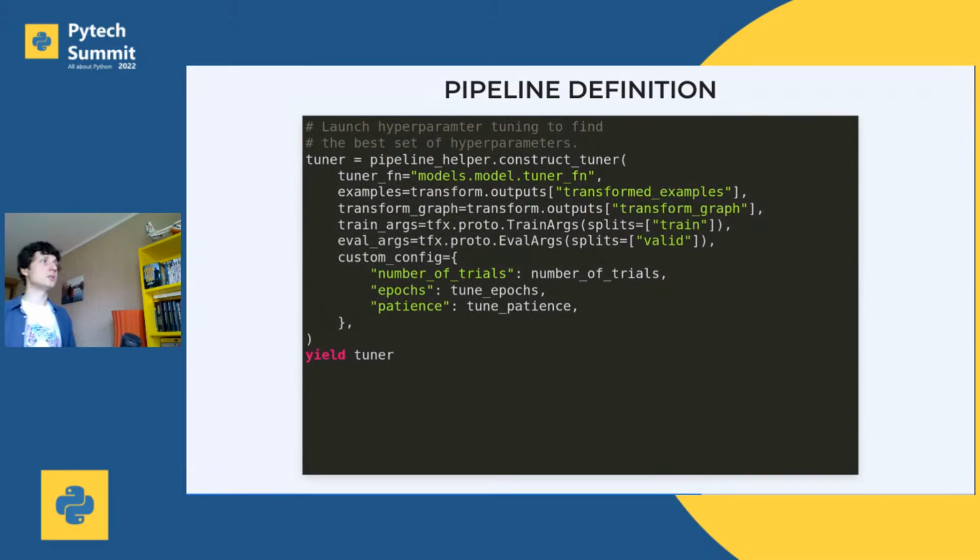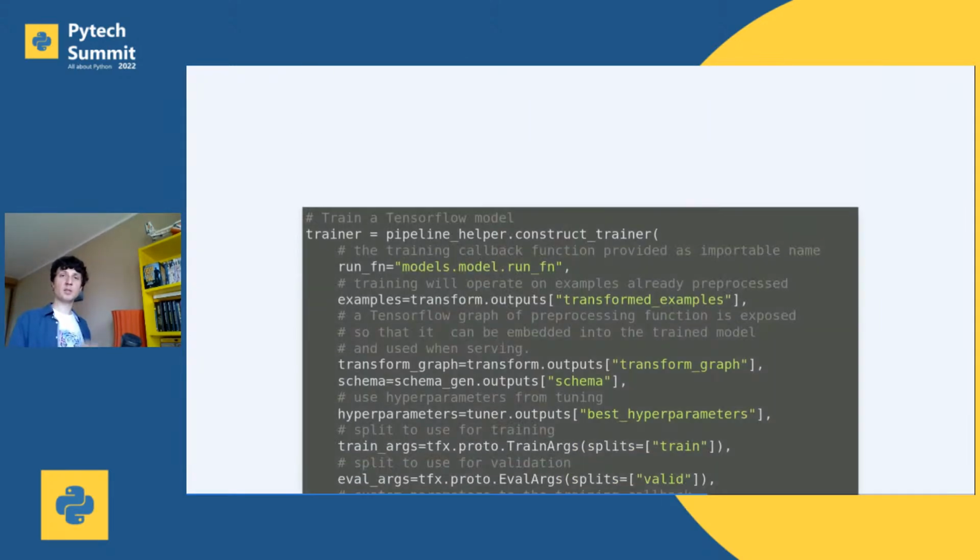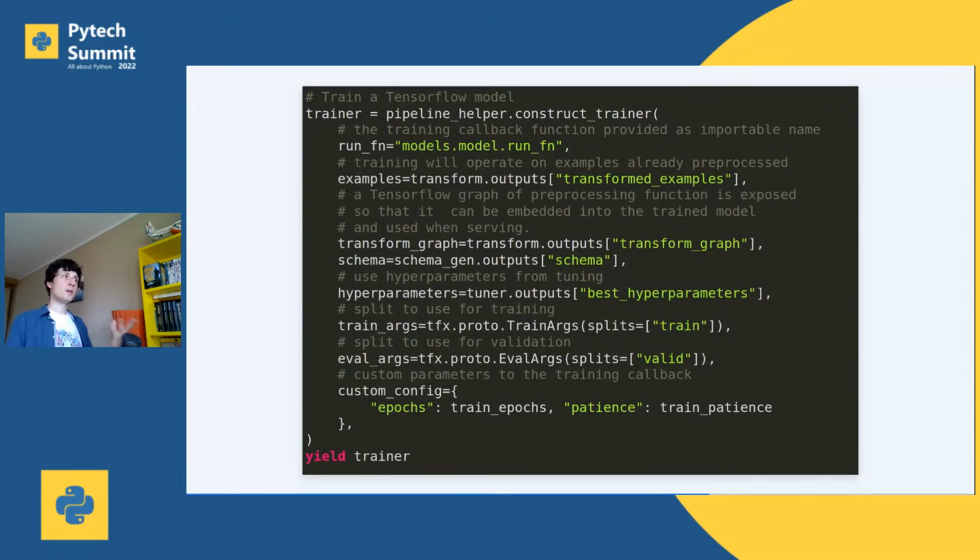Then we can do the hyperparameter tuning, but I'm going to skip over that and proceed to training. We construct a trainer component. We use our pipeline helper to construct this. Thanks to this, the pipeline helper is going to choose the appropriate class of the trainer, either the cloud-enabled trainer or the local trainer. We give it the run function, which is the training callback. This is the one that we also saw a few steps back in the model creation section of the presentation.